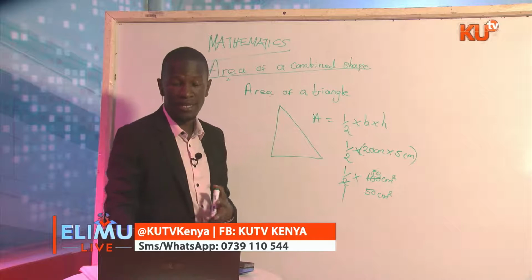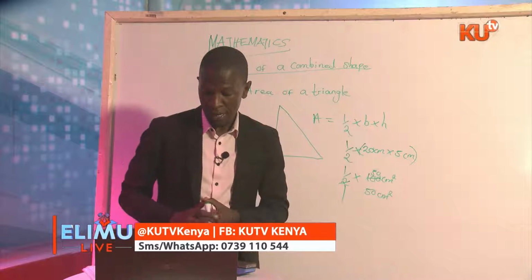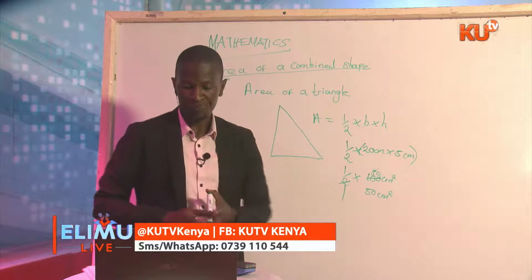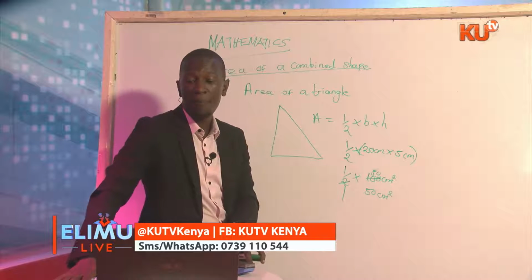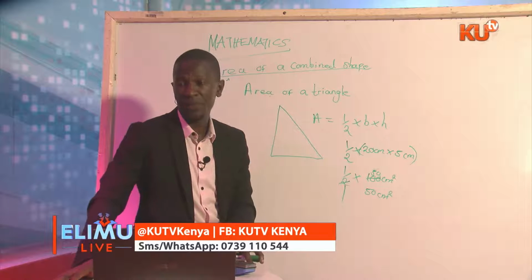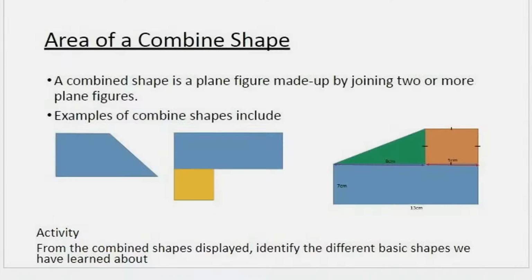Having done that and having seen that, I want us now to move to our main area of learning today. That is now area of combined shape. When we talk of a combined shape, it is a plane figure made up by joining two or more plane figures. And examples of combined shapes include, as you can see on the screen, we have the first one there. You can see the second one. You can as well see the third one.